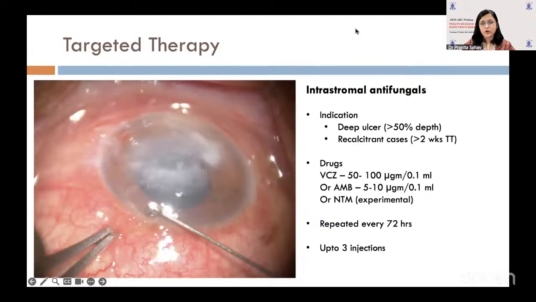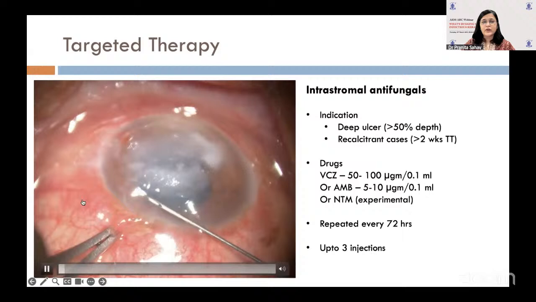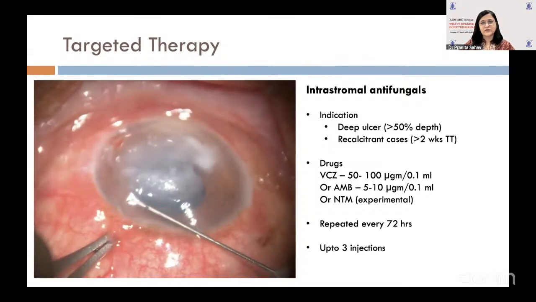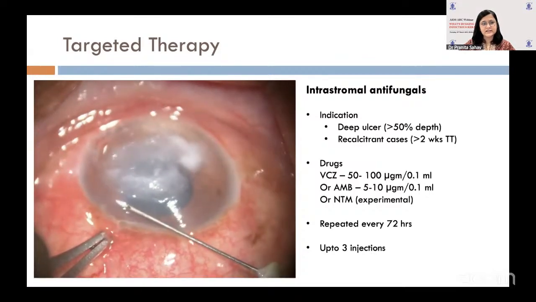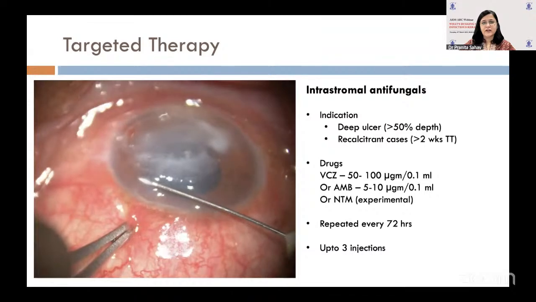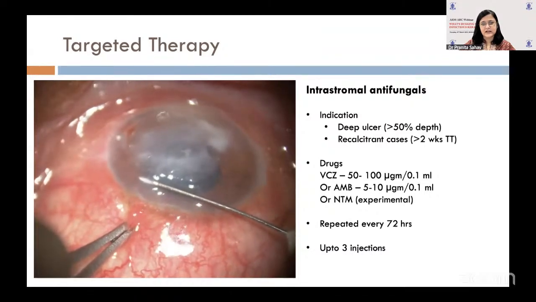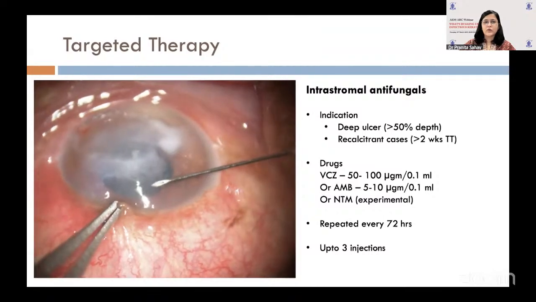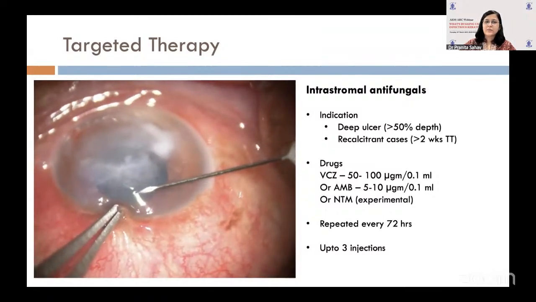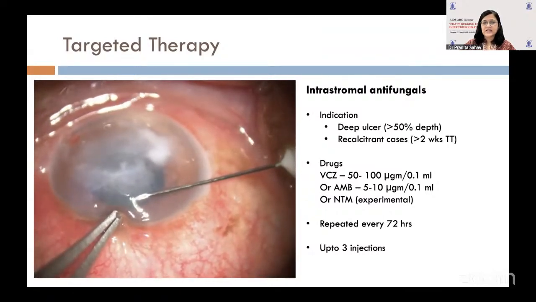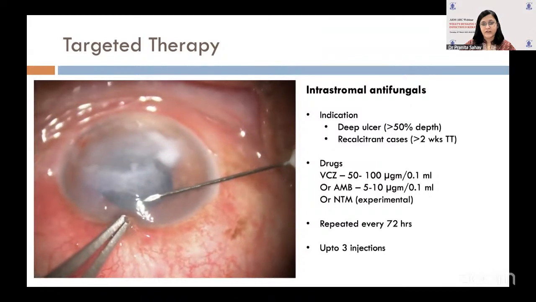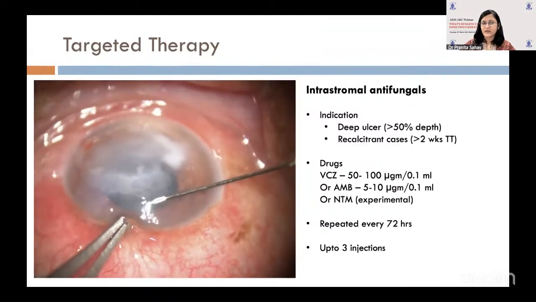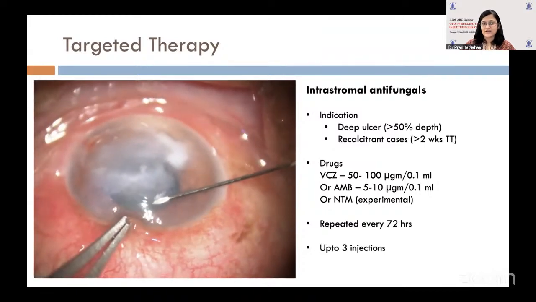Next, what is more commonly practiced as a targeted therapy is the intrastromal injection, which is practiced in cases of deep and recalcitrant keratitis. In this, with the help of a 1 ml tuberculin syringe and a 30 gauge needle, a barrage kind of corneal hydration is done all around the ulcer. It is important that the bevel is up and you are at least 1.1 to 1.5 millimeter away from the ulcer and infiltrate edge so that you do not cause secondary seeds.